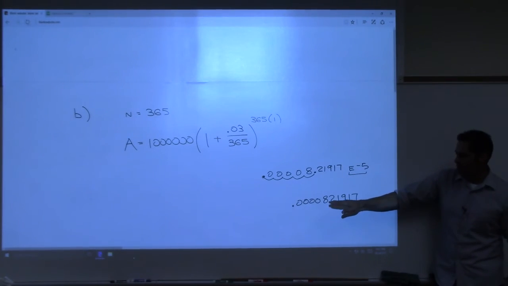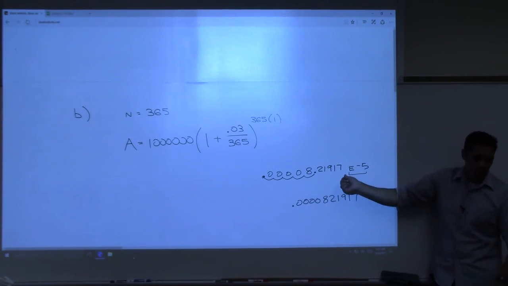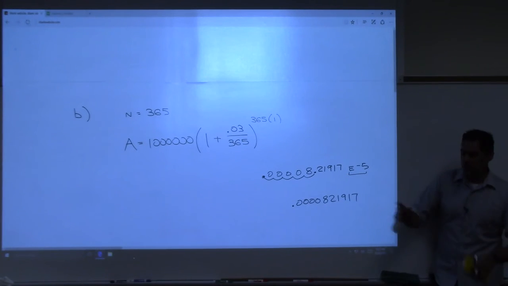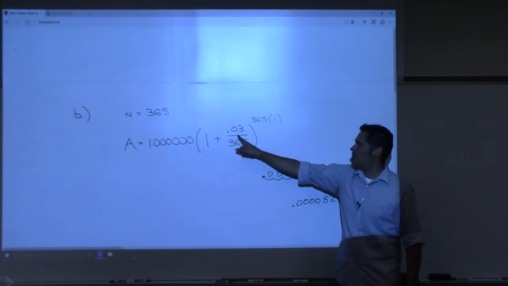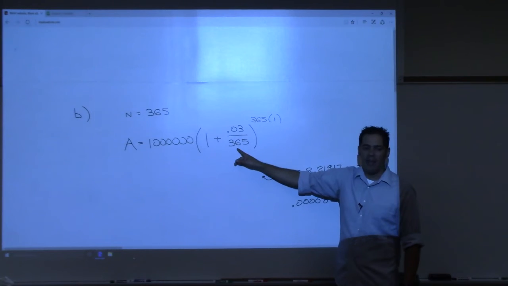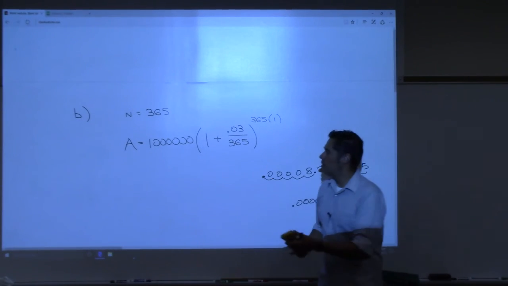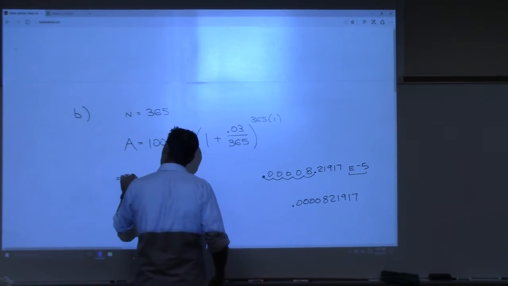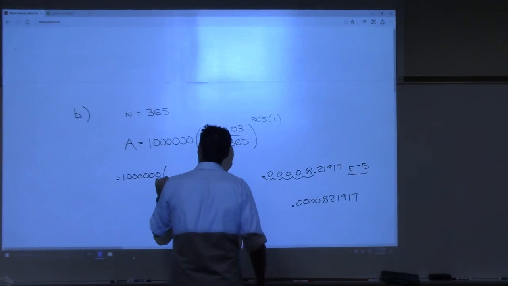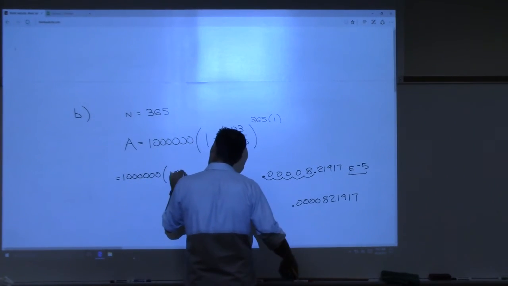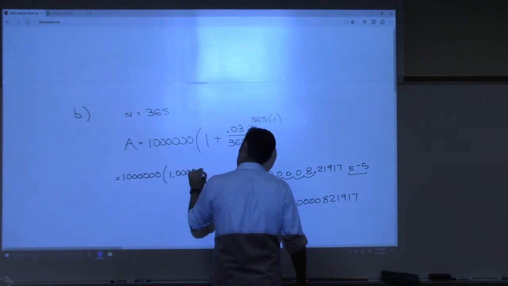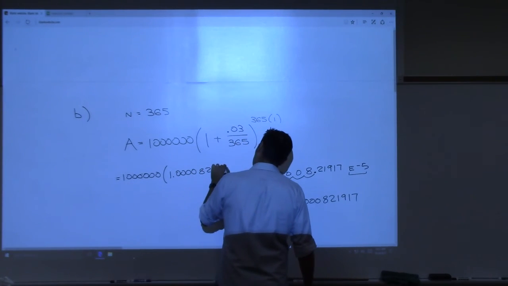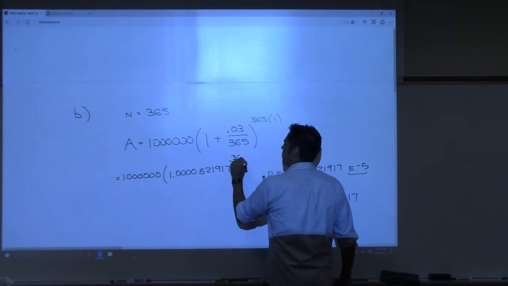Good. Okay, so your calculator already is doing this. This is called scientific notation. You can change your calculator's mode so it spits this out instead, but I'd have to show you how to do that. All right, this number right here is just this divided by this. Now I need to take that and add 1 to it, right? So I'm going to have equals a million, and then I have 1.0000821917. And I'm going to raise that to 365.